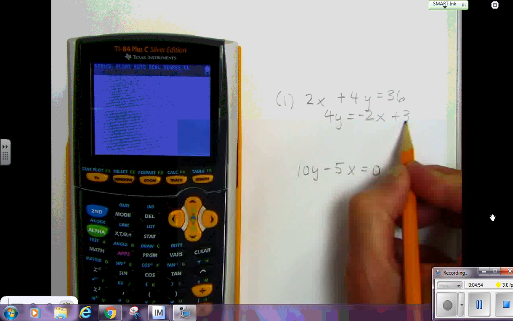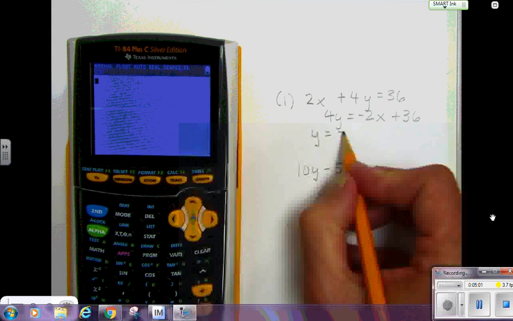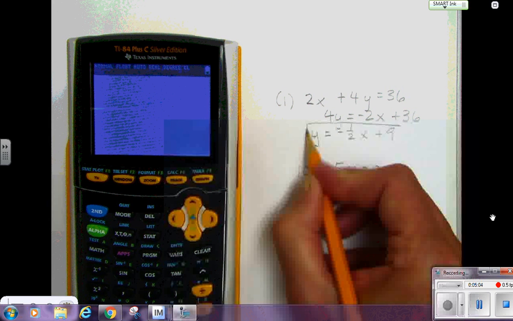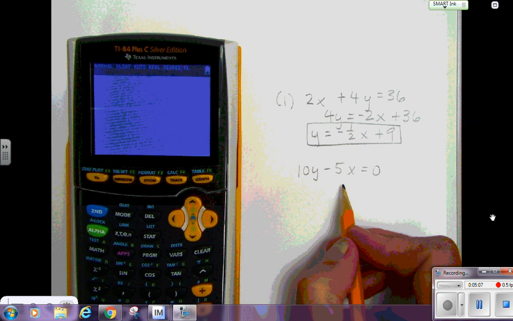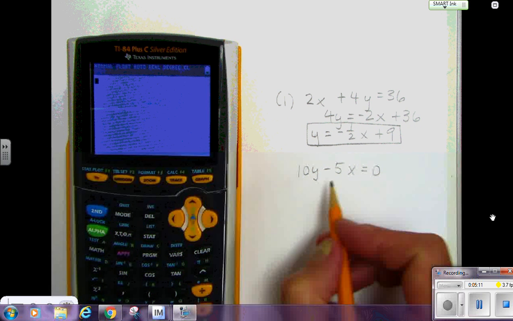Okay, and then divide everything by 4, so I'll have y all by itself. So I have y equals negative 1/2 x plus 9. And that's my first equation. Now in this next equation, I'm going to do the same thing. I want to manipulate it around to where it's in slope-intercept form.